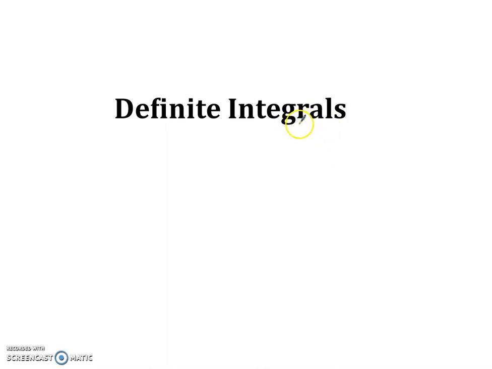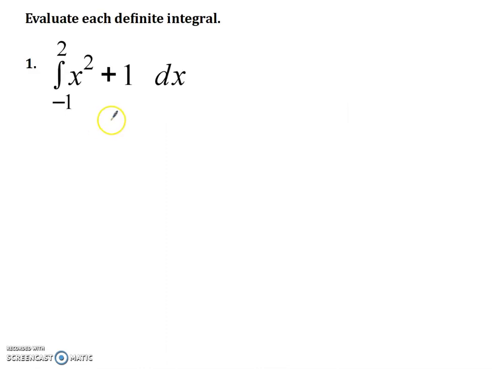Today we're going to evaluate definite integrals, and so what that is going to give us is the area under the curve between two specific x values. So if we look at our first example, we have x squared plus 1 from -1 to 2. Okay, so what we're going to do first, how we know this is a definite integral, is there's two little numbers on our integral symbol.